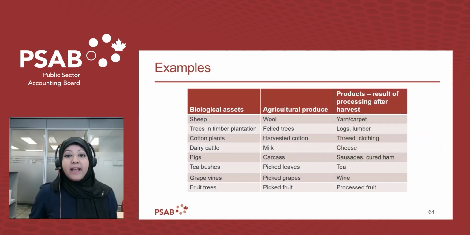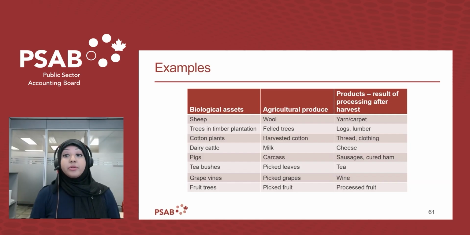On this slide, we have not only examples of biological assets, but also agriculture produce and products that are the result of processing after the point of harvest. Let's review some of these examples. So sheep are biological assets. They may be used for the production of an agriculture produce such as wool, like you mentioned earlier, Antonella, but it may also be processed after harvest to produce, for example, carpets. Similarly, biological assets may be dairy cattle that is used for the production of agriculture produce such as milk, which can then be processed into cheese.